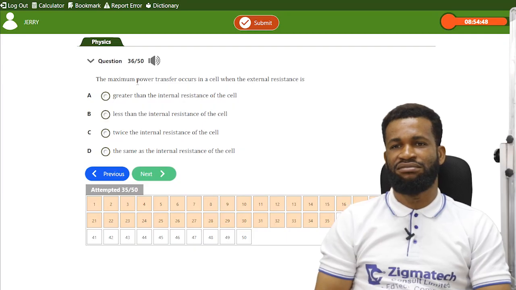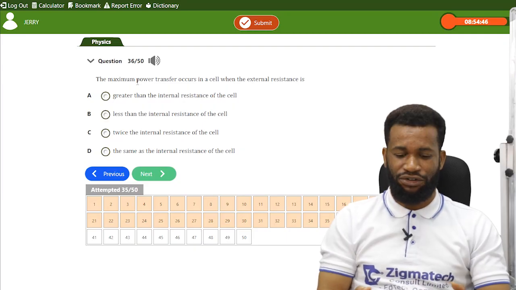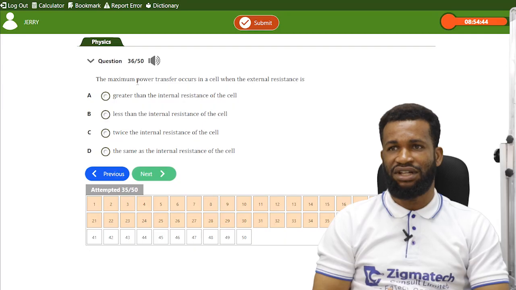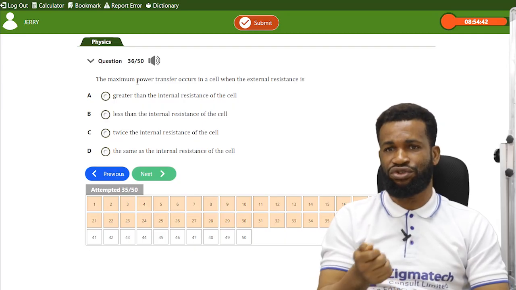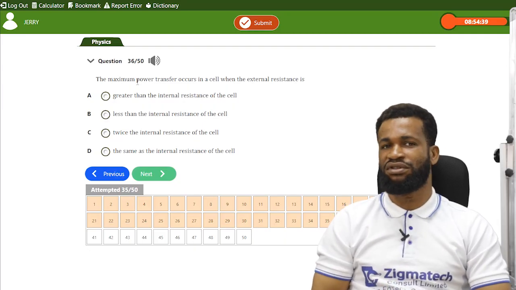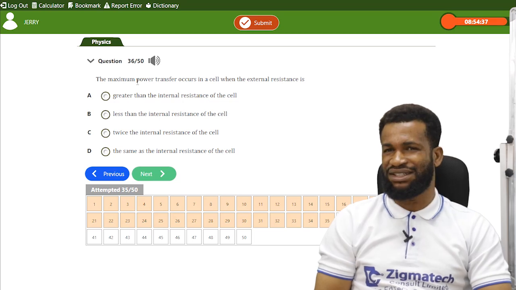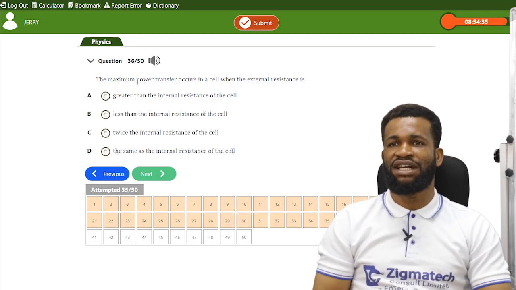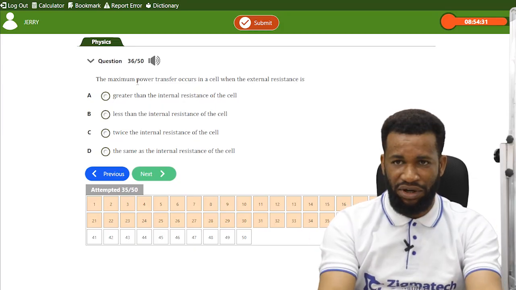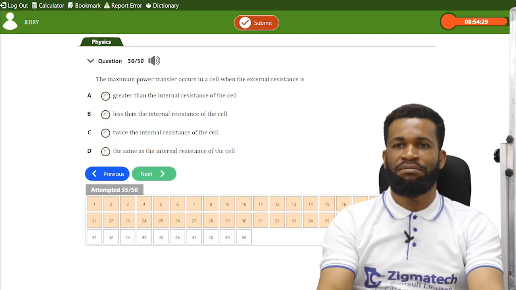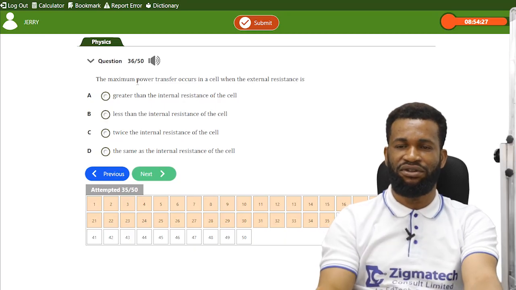And some others, like your dry cell, like the one you use for torchlight batteries, cannot power a television because of the internal resistance. Now, if the internal resistance is very high, the battery will not give out much power or energy. But imagine when they are the same. So let's look at the options.